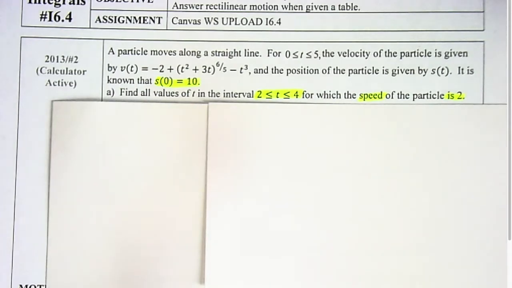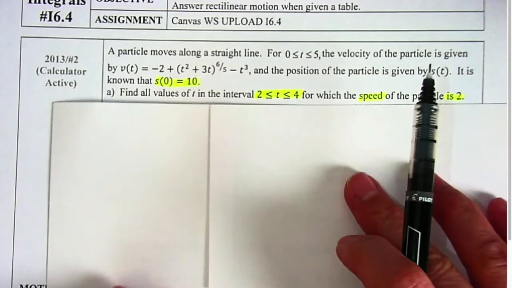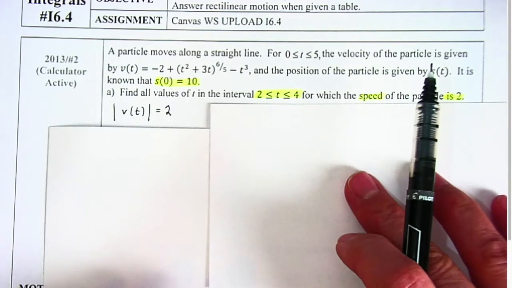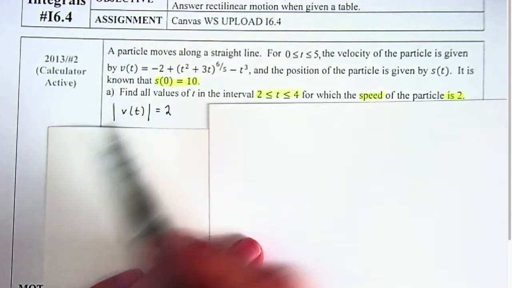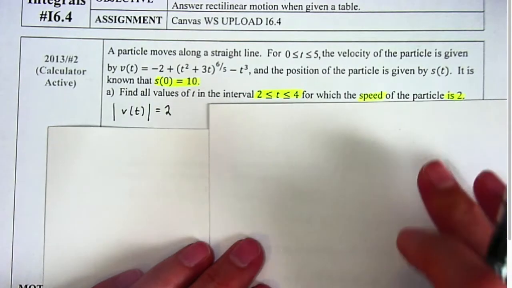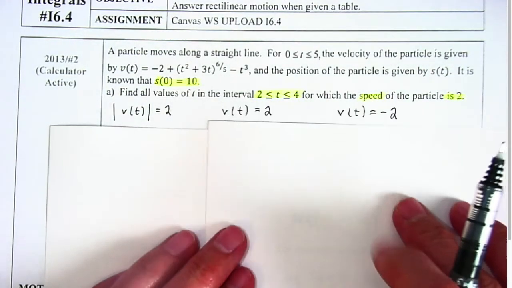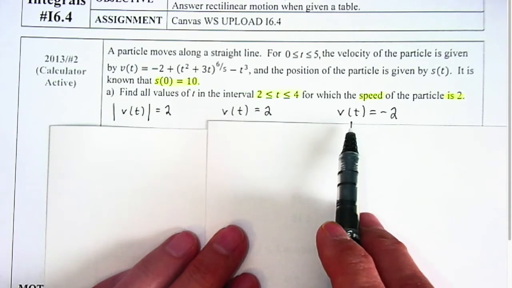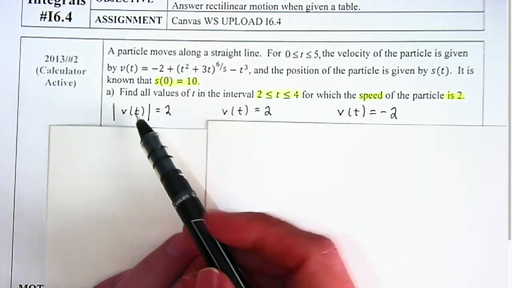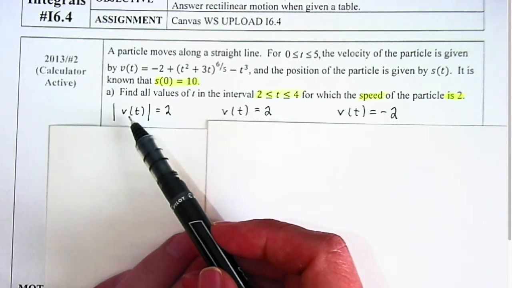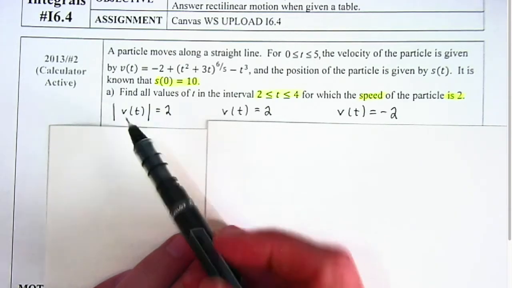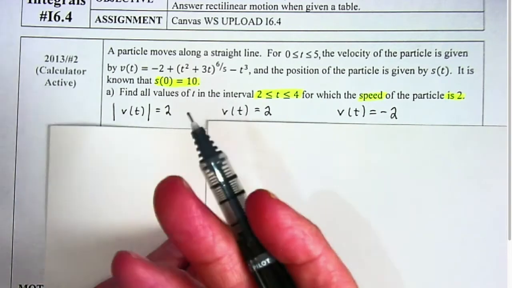I'm asked to find all values of t on the interval 2 to 4 where the speed is 2. So you have to know what speed is, and what we've learned is speed is the absolute value of velocity, so I want to know where that speed is 2. An absolute value equation breaks down into two regular equations. One of them is where that velocity is 2, and the other one where the velocity is negative 2. Because I could have a 2 inside the absolute value, that would give me a speed of 2, or I could have a negative 2 inside the absolute value symbol, and that would also yield a speed of 2.